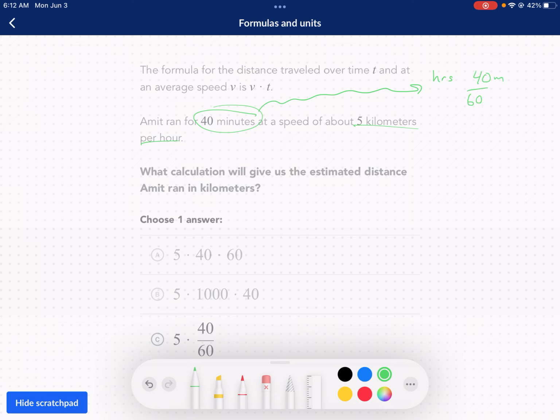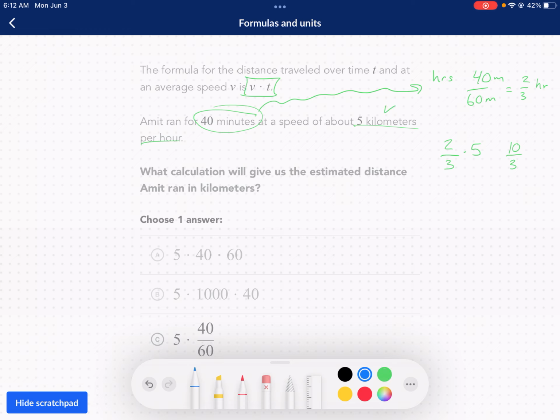So we ran for 2/3 of an hour at a speed of 5 kilometers. So you can do that, and that will give you your answer. So it's going to be like 10/3, and that will tell us our distance, because it tells us to find our distance, it's velocity. This is our velocity. We need to identify our variables here. So this blue is velocity, and then our time. Well, our time was this 40 minutes, but they're in different units. That's the main thing. We got to make sure we have all the same units.